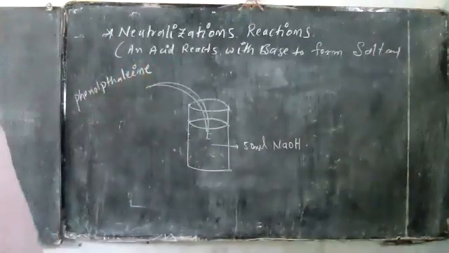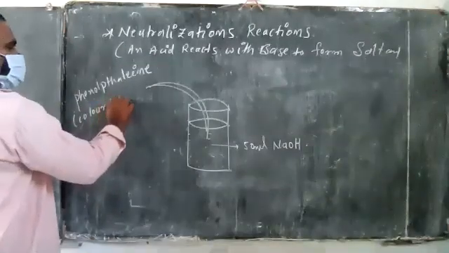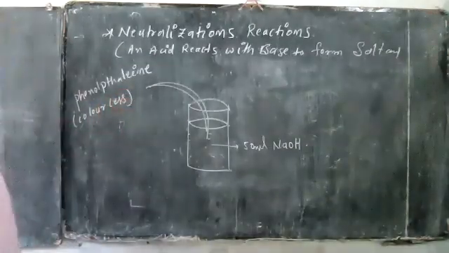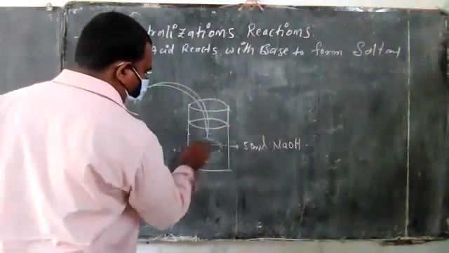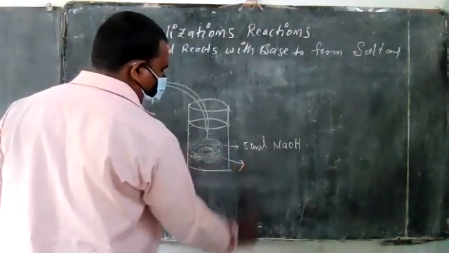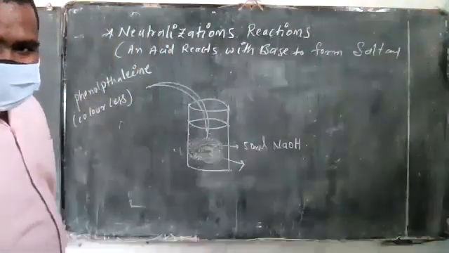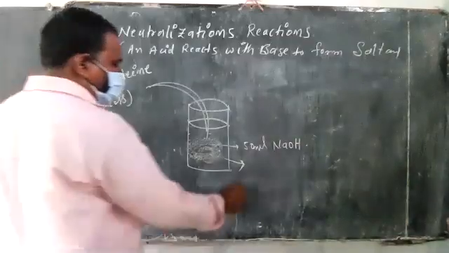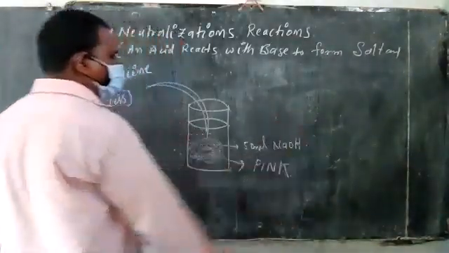Phenolphthalein indicator is colorless. Whenever phenolphthalein indicator is added to the NaOH solution, it turns to what color? Pink. Excellent answer. So the pink color is forming, right?